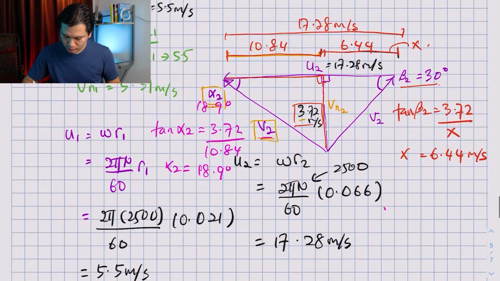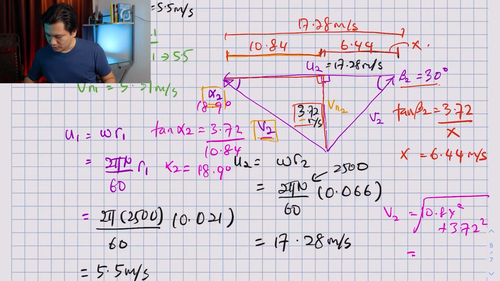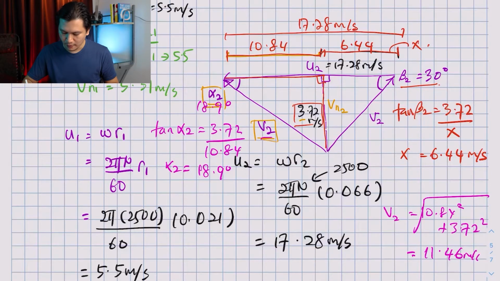So V2 is the square root of 10.84 squared plus 3.72 squared. This is 11.46 meter per second. So V2 is 11.46 meter per second. Alright, now I think we have everything, right? We have alpha 2 and we have V2.